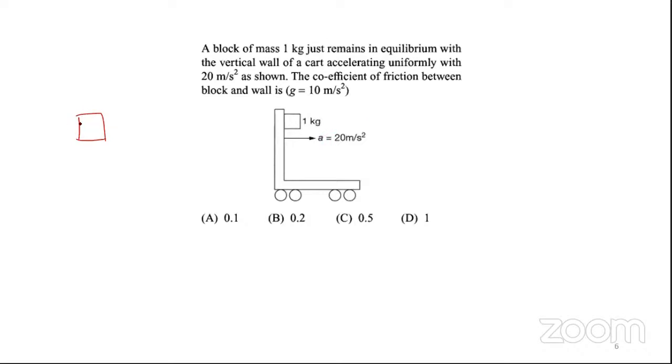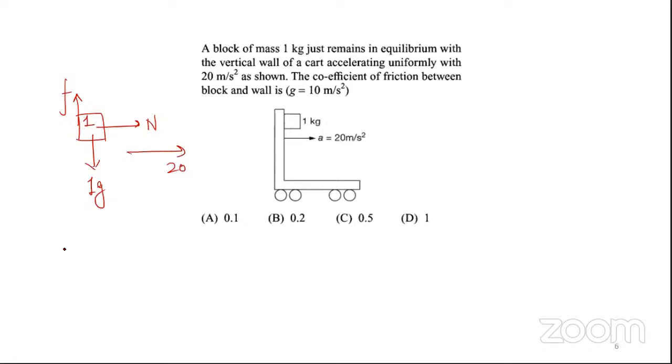This is the block of mass given to us, 1 kg. mg is acting downwards, that is 1g. Normal is acting in this direction and it wants to fall downwards, so the friction will be acting upwards. Is there anything else happening over here? No. And the resultant acceleration is 20.